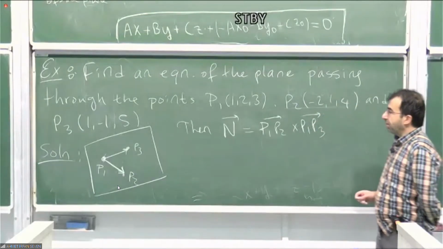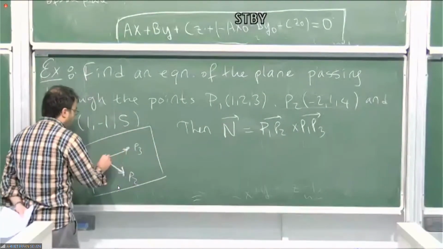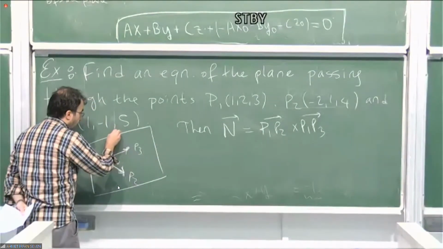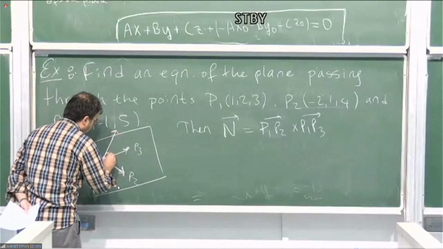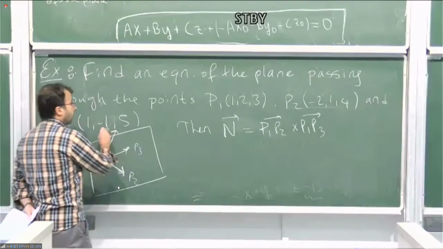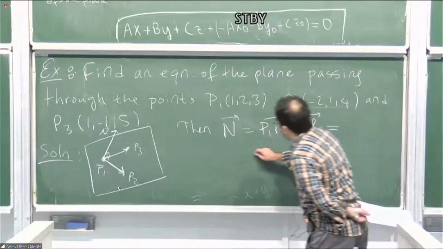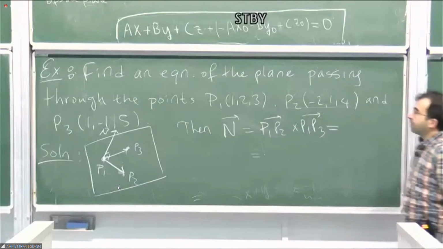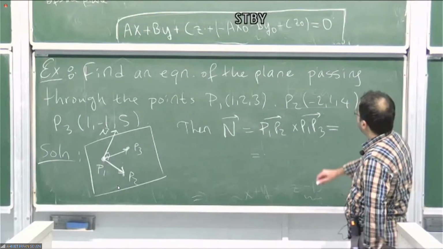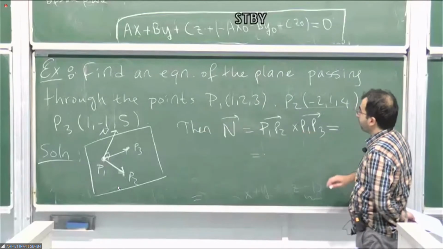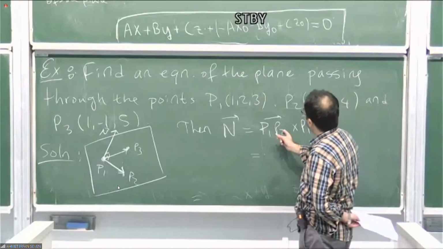Cross product of these two vectors will be perpendicular to both. So it will be perpendicular to this plane, N. Okay. All right. So let's compute this normal vector. For this, let's compute the components first. So components of P1P2 will be P2 minus P1.